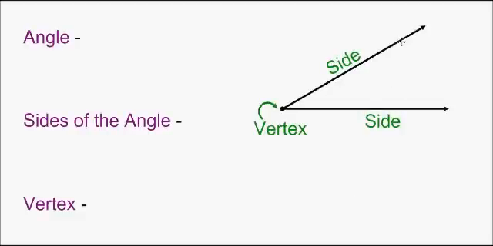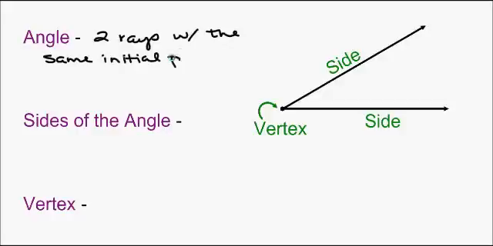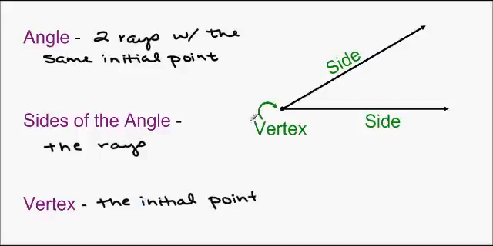So an angle, as you can see on the side here, is two rays with the same initial point. Okay, so each side here then is a ray, so the sides are the rays, which makes this the vertex, the initial point. So when we are talking about angles, we're not going to say the initial point, we're going to say the vertex.